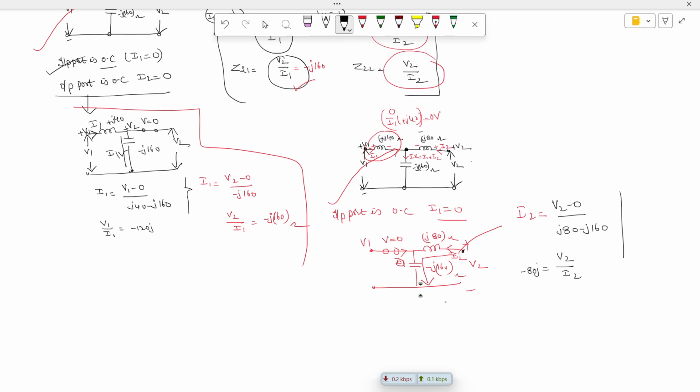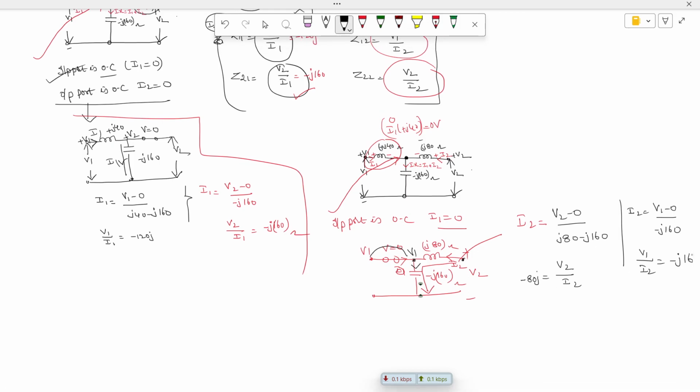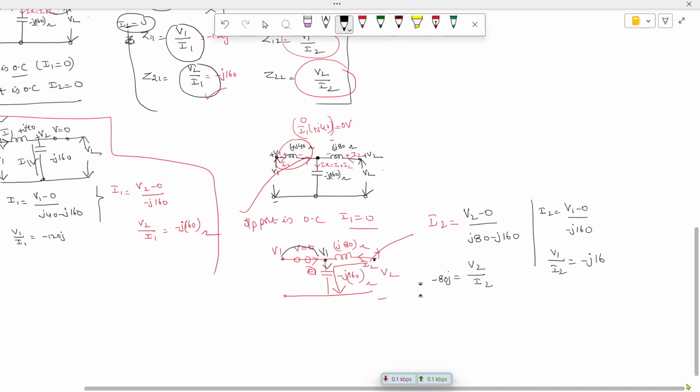Next one, here the voltage is short circuited. What is the current in this branch? Which is nothing but I2. I2 is equal to V1 minus 0 divided by minus j160. Now I require the ratio of V1 by I2. Bring it to the denominator, which is once again minus j160 ohms.